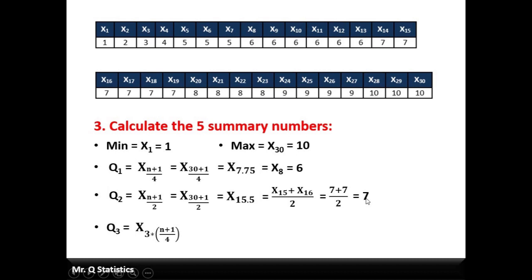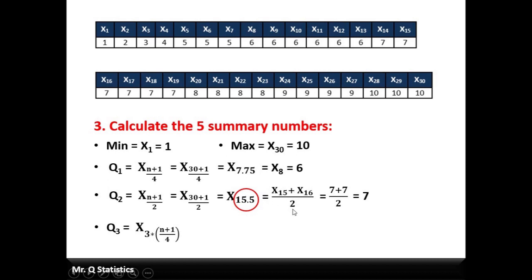In this case, because x15 and x16 are coincidentally equal to each other, the average is the same. But it doesn't mean that you are able to round it up to x16. Please remember, if you have any result with a 0.5 behind, you must take an average of the two values like this.